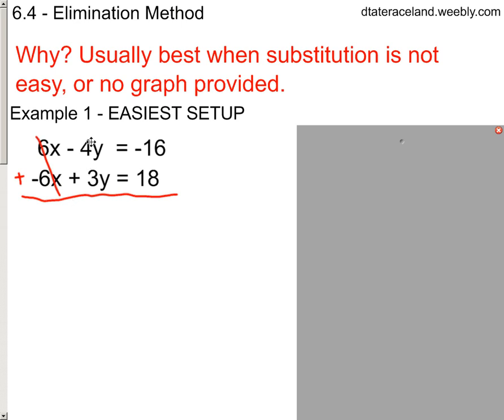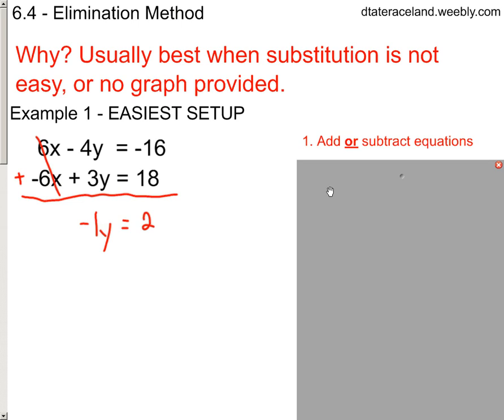But now we have to add the rest of our equations. Negative 4y plus positive 3y is negative 1y. And then negative 16 plus 18 equals positive 2. So that's our first step. We want to add or subtract equations. We don't always have to add. If this had been a positive 6 right here, I could have just subtracted the two equations and then dealt with the subtraction here and here, and the result would have been different.